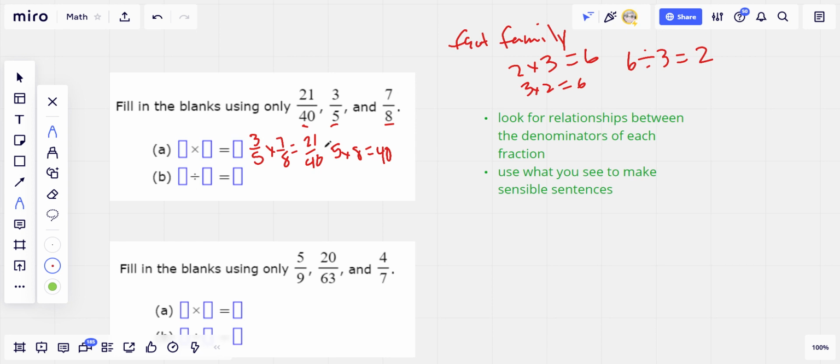Now for the division, we're going to start with the bigger fraction here, our answer from our multiplication. So 21 over 40, and then the other two I can put in either order. 21 over 40 divided by, and then either 3/5 or 7/8. So if I choose 3/5 here, that's going to equal 7/8. So in the same way that if 2 times 3 equals 6, then 6 divided by 3 equals 2, that's the same relationship here. If 3/5 times 7/8 equals 21/40, then 21/40 divided by 3/5 must equal 7/8.